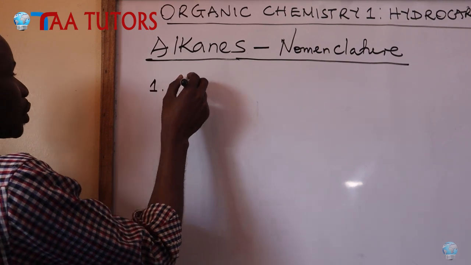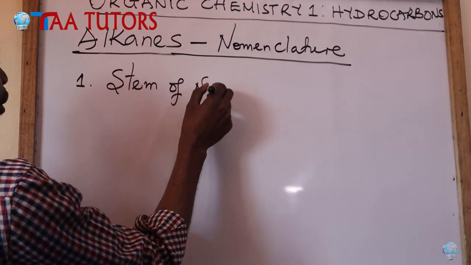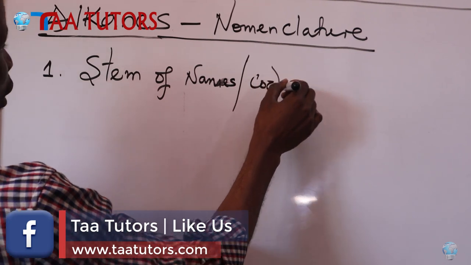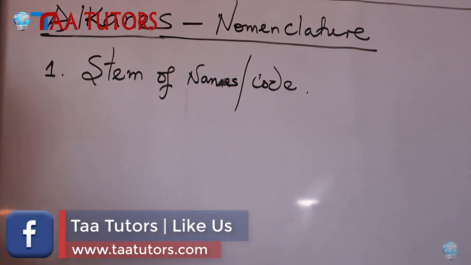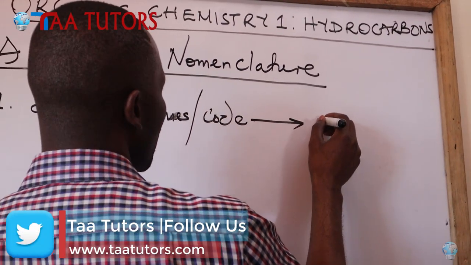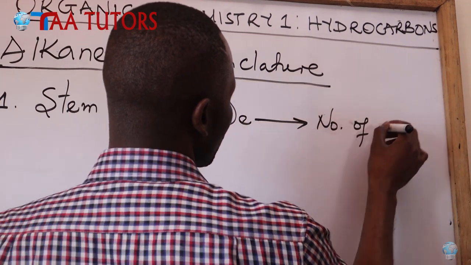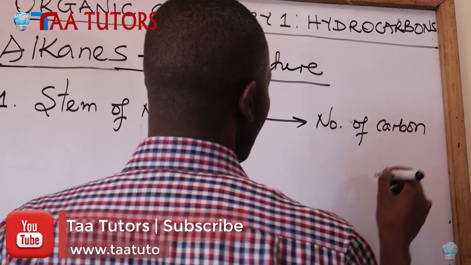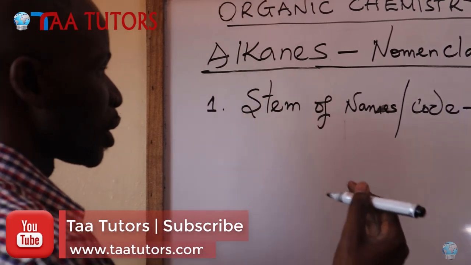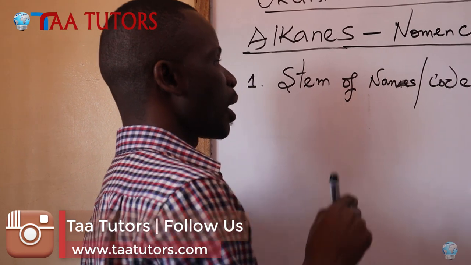Number one, we are going to talk about the stem of names. Some books call it the codes. The stem of the names represents or stands in for the number of carbon atoms. So the number of carbon atoms is going to be given a name. For example, one will have a stem that refers to it, and number two will have a stem name that refers to it. So when you see that particular stem in a name, already you know how many carbon atoms are in that particular compound.